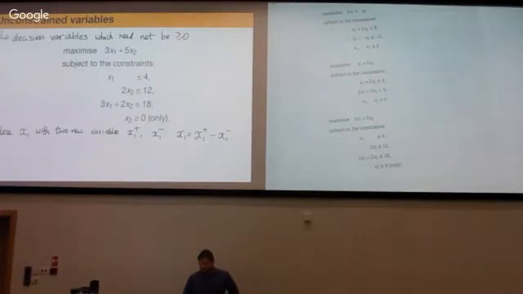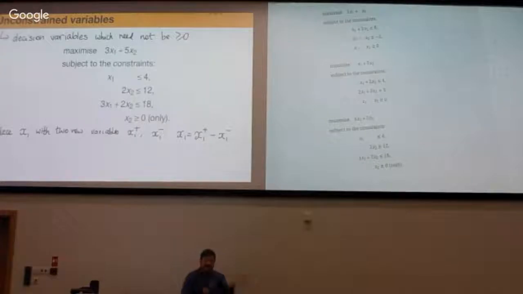So it can happen that they're both non-zero, but it won't happen in the optimum solution because of the properties of the simplex. I don't want to go into that. But even if it happens, it doesn't really matter too much.